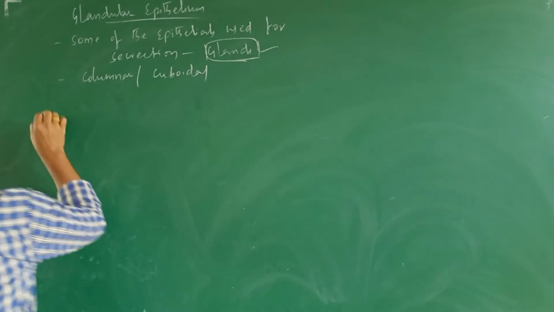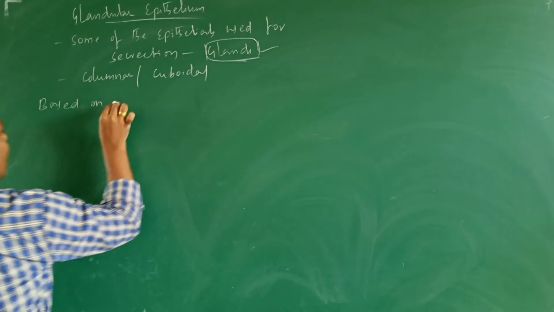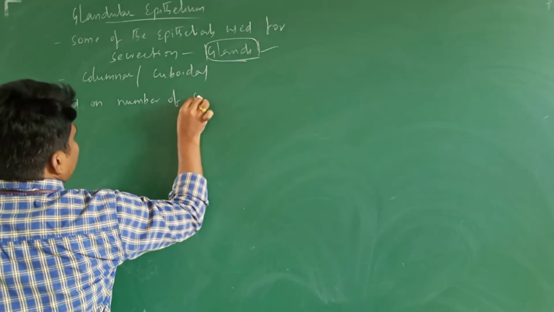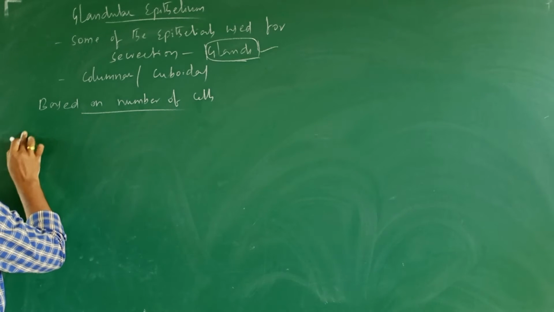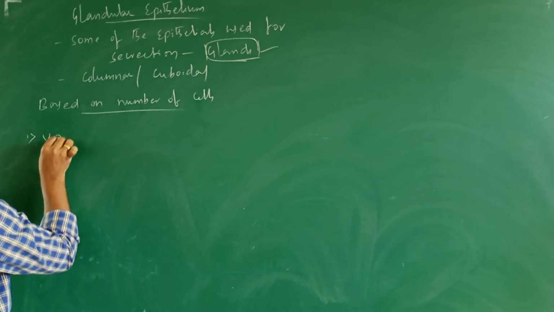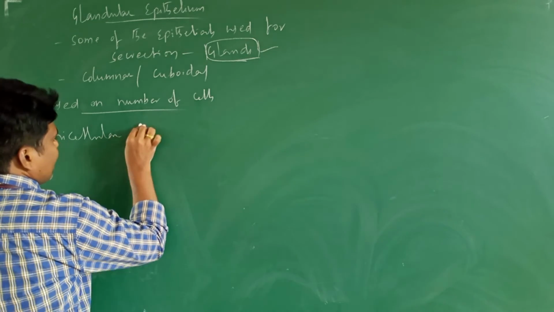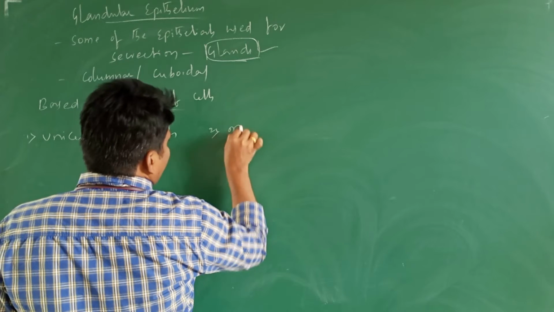Based on the number of cells, these are differentiated into unicellular glands and multicellular glands.